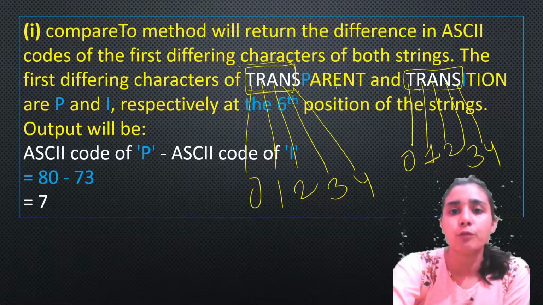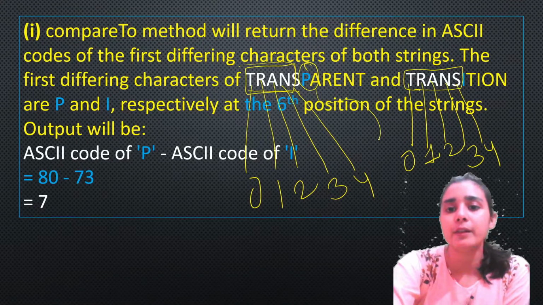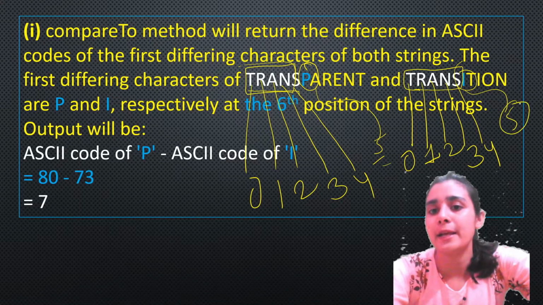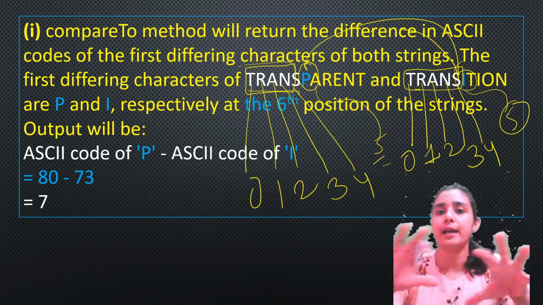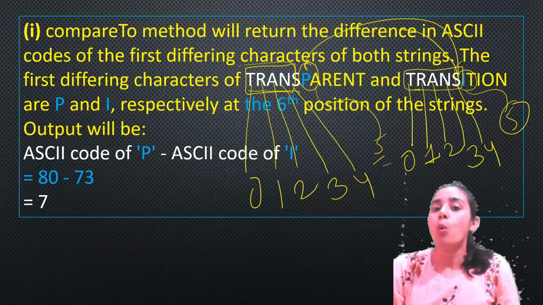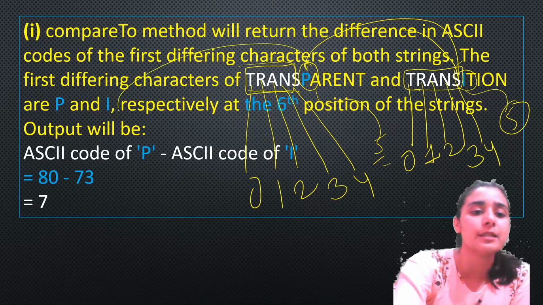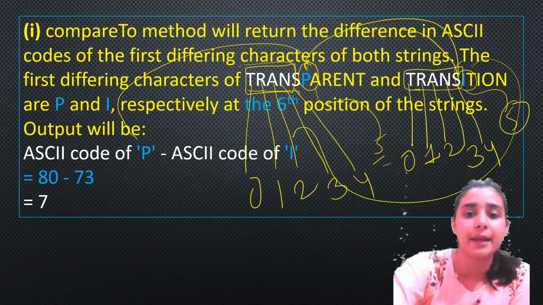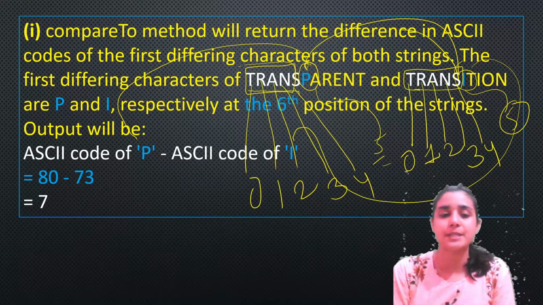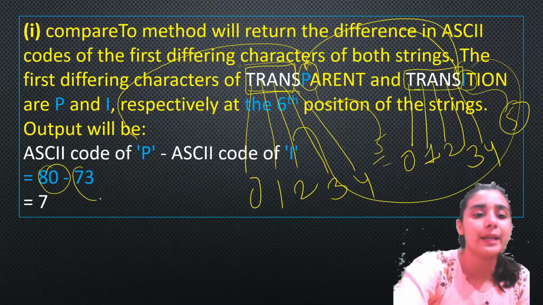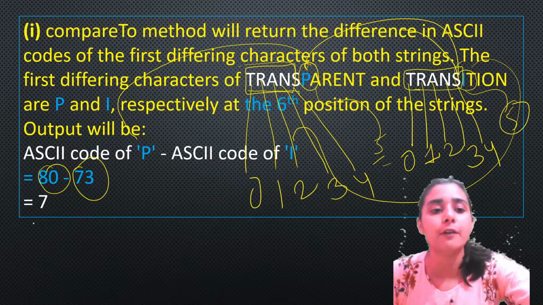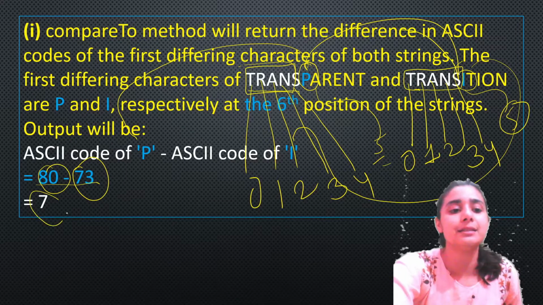So now what is its value? This is on the 5th number place, and this is on the 5th number place. From this place they are not matching with each other, meaning till TRANS they matched with each other. So now we have to pick this P and this I here. We have to find the ASCII value of capital P and capital I. Its ASCII value is what? 80 and 73. So now we have to do the minus, that is coming 7.